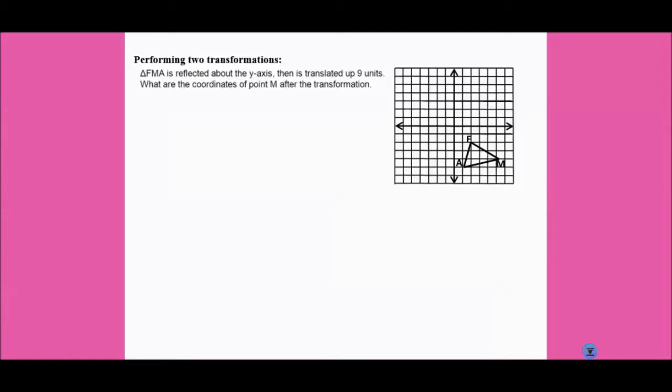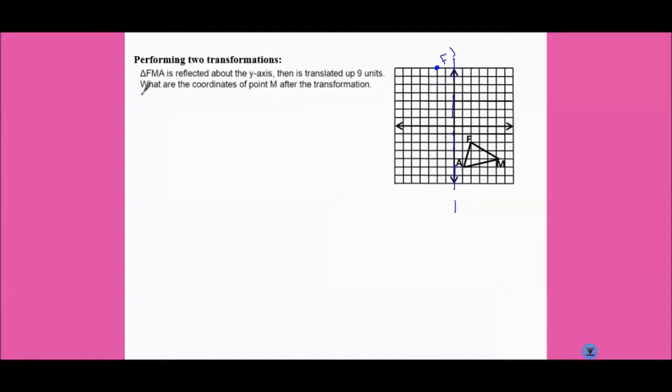What if we have to perform 2 transformations at once? So triangle FMA is reflected about the y-axis. So here's our y-axis. We're going to reflect it over that and then translate it up 9 units. So F would go 1, 2, 1, 2, and then up 9. 1, 2, 3, 4, 5, 6, 7, 8, 9. There's our F prime.